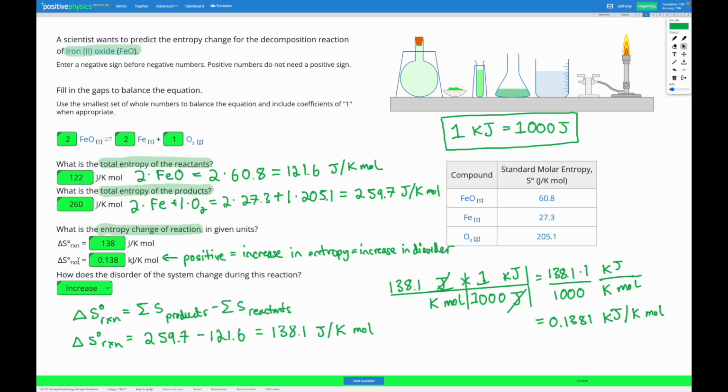Finally, if your entropy change of reaction is positive, that means we have an increase in entropy and an increase in disorder. If it's negative, we have a decrease in entropy and a decrease in disorder.